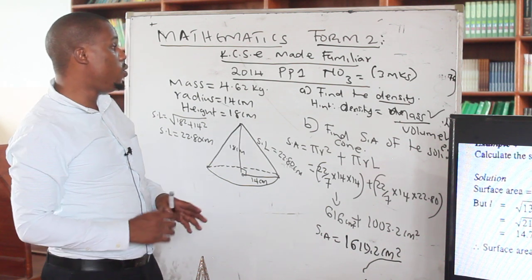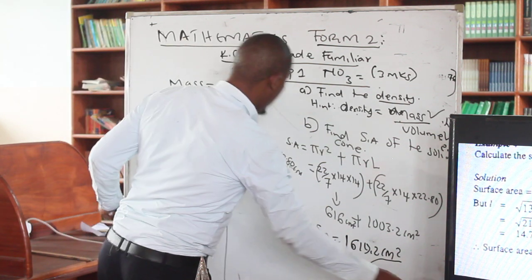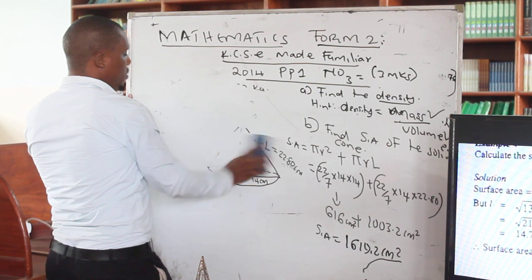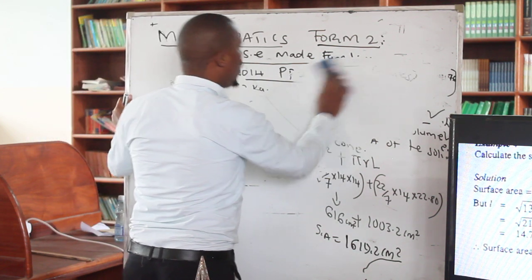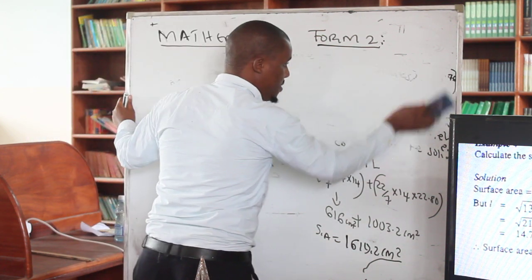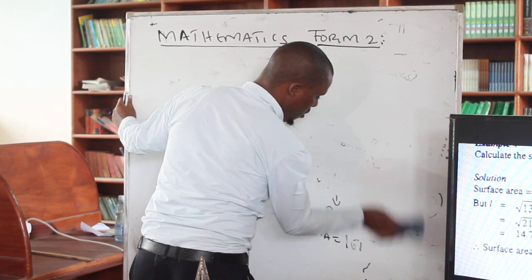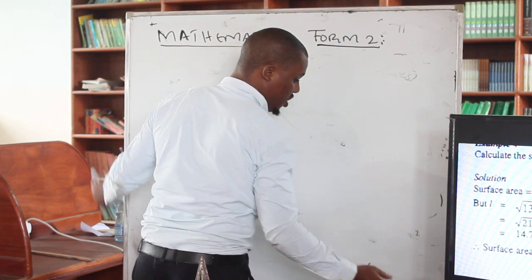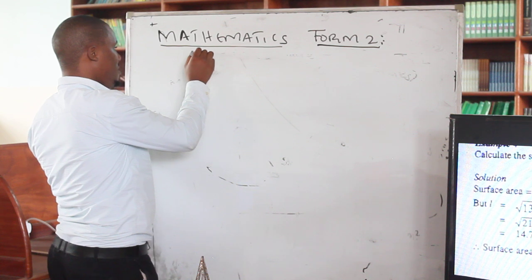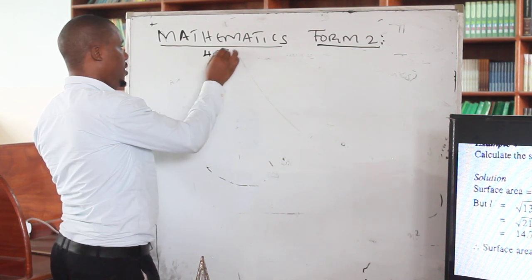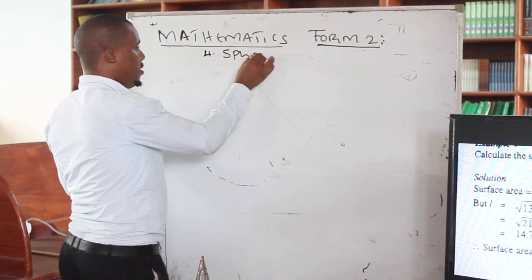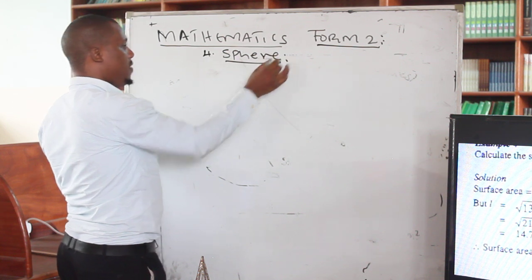So we go now to another solid, apart from that one. From the cone, I will focus now on something which has the shape of a soccer ball or the shape of the globe, and that is known as the sphere. That's our number 4, sphere. So how do you find the surface area of a sphere?